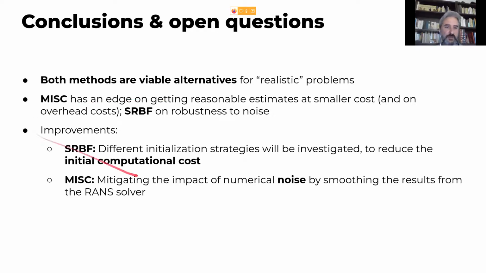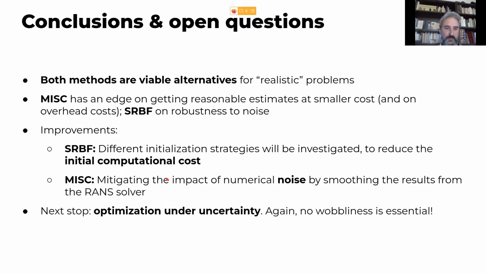We want to improve the initialization procedure of SRBF to lower the entry cost. And we definitely want to improve MISC, make it more robust to numerical noise. And then also, in perspective, on the long run, we would like to use either of the two methods on optimization under uncertainty. And again, you cannot do optimization under uncertainty if your response surface is wobbly. So we need to do something there, really.